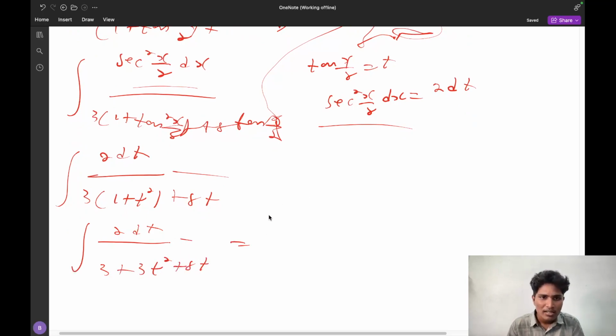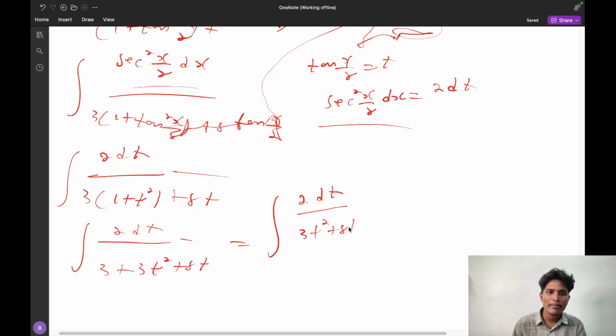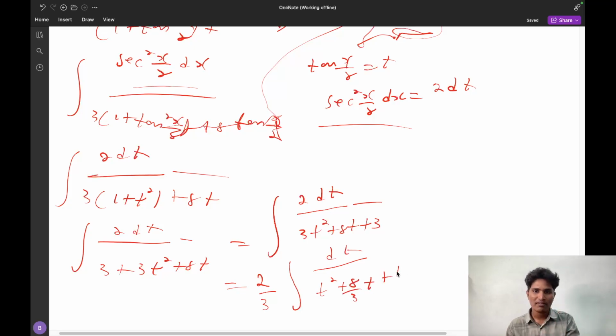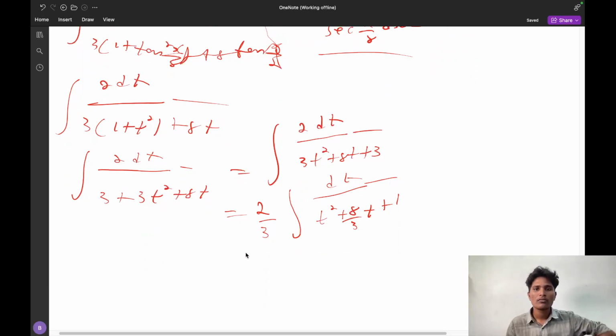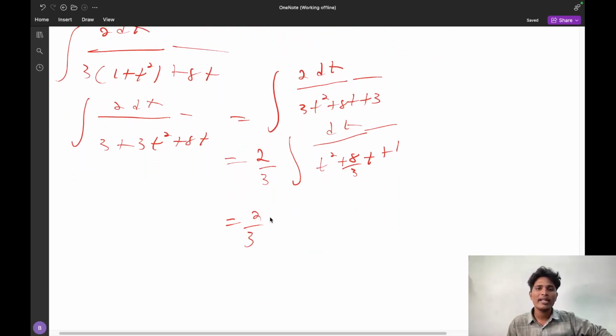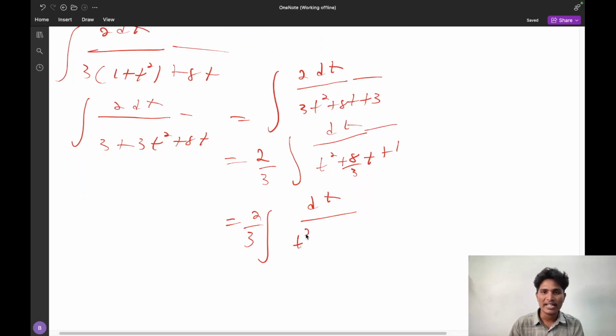So I can write this one as integral 2 dt divided by 3t square plus 8t plus 3, and the 2 can be taken common, and here in the denominator I can take common 3. So it will be dt divided by t square plus 8 by 3 t plus 1. So now 2 by 3 integral dt divided by, I have to generate a perfect square: t square plus 2 into 4 by 3 into t plus 16 by 9 minus 16 by 9 plus 1.